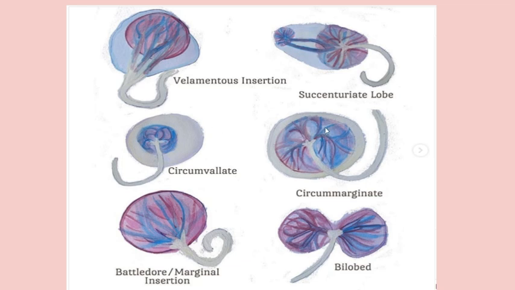Circummarginate placenta: the amniotic side is of adequate size, but the chorionic side is still larger, creating a marginal region of the chorionic part of the placenta. Then we have the marginal insertion of the battledore. Here the umbilicus is inserted at the margin towards the end rather than at the center. And we also have the bilobed placenta. Here the cord is inserted on the amniotic side of the placenta, in the middle of two lobes of the placenta.